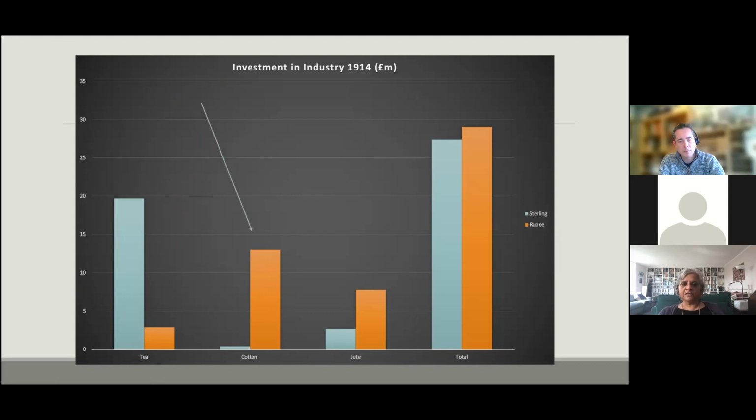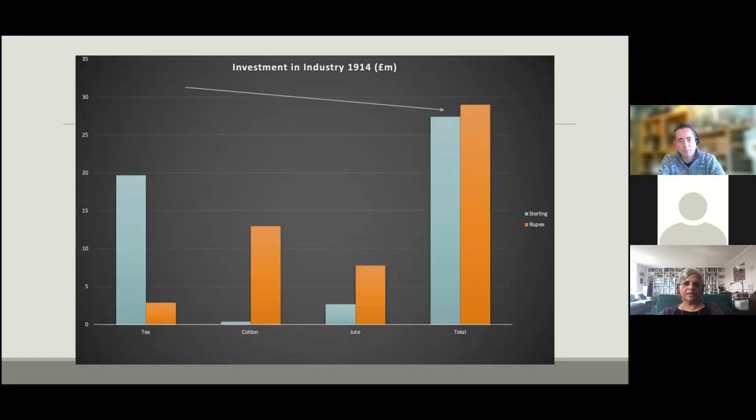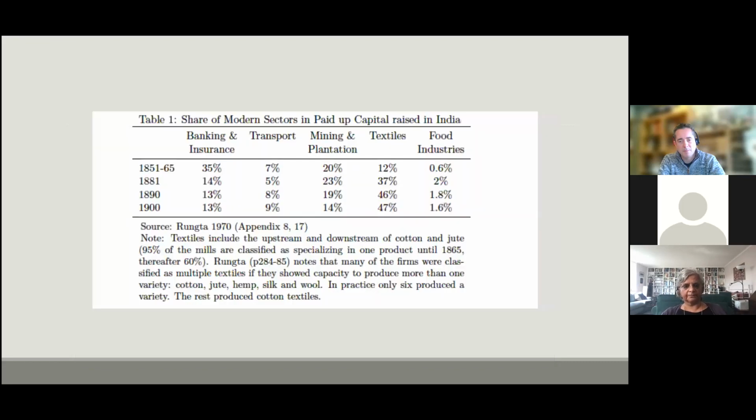You can see that after tea, cotton was a main sector. Here, the investment is slightly different in terms of rupee investment being much more important than sterling investment. And then you have the third important sector, which is jute. Jute was used as an industrial good for making gunny bags and sacks for transporting goods from one part of the country to other countries or other parts of the country. And you can see that the total amount of sterling and rupee investment were roughly similar.